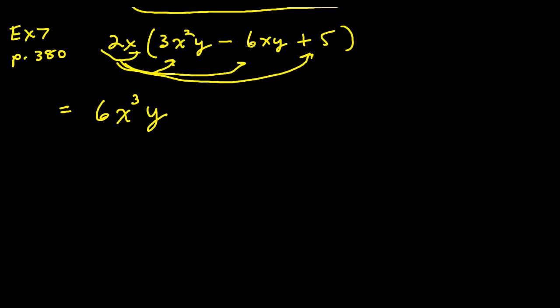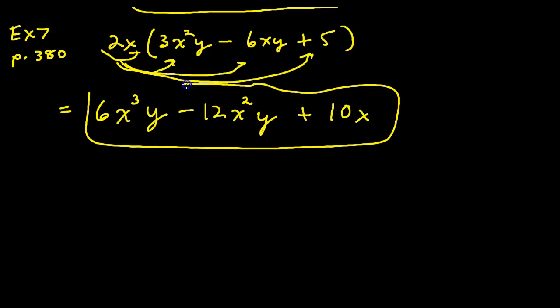Minus 2 times 6 is 12. I get a negative 12 coefficient in the second slot. X times x is x squared, and another single factor of y in that second term. By the way, that's a 2 there. Clear it up. Okay. Next, plus, well, 2x times 5 is 10x. Final answer, 6x cubed y minus 12x squared y plus 10x.